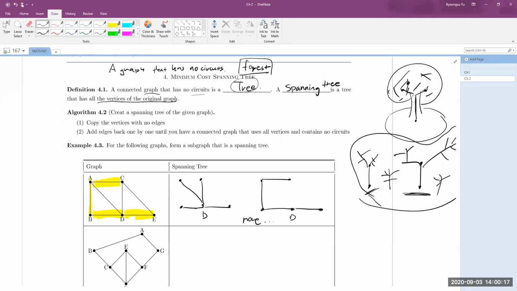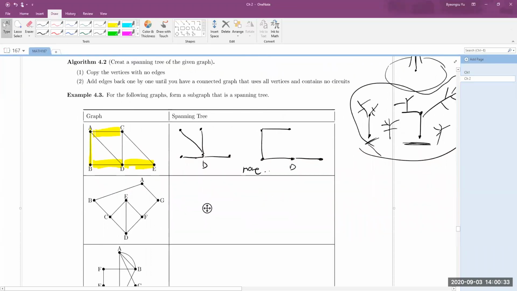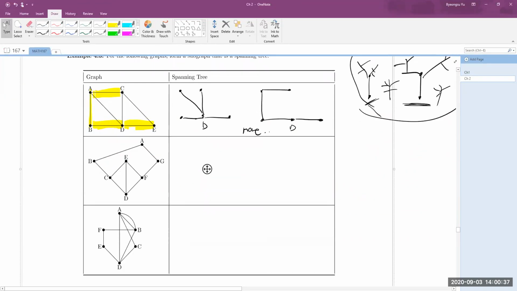Since it is not an upper division course, I don't encourage you to find the number of spanning trees you can make from one graph. But if you have time, then if you do it for me, I will give you extra credit for that. But yeah, so actually, a lot of spanning trees can be made from the graph.